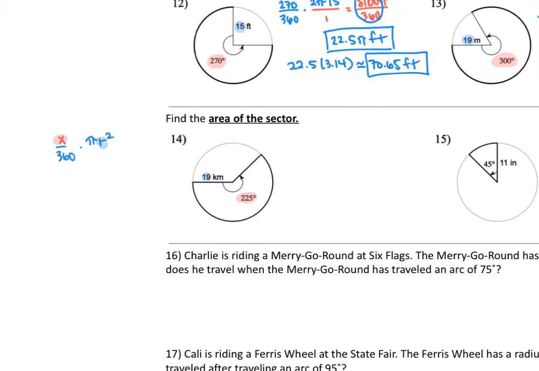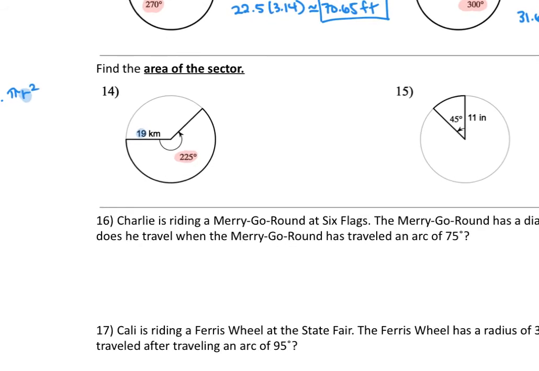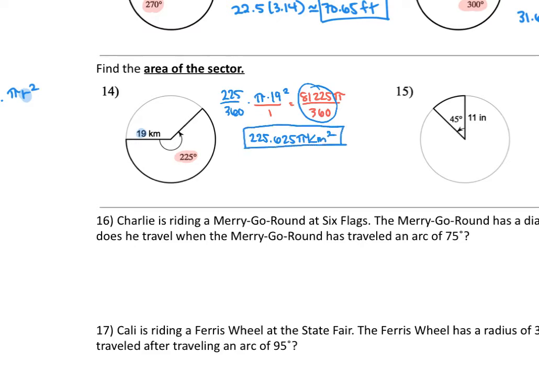All right, so looking at number 14 here, it's going to be 225 over 360 times pi times 19 squared. And just like the previous one, we are going to multiply straight across. So 225 times 19 squared, and you are going to get a big number. That's 81225 pi over 360. And then we simplify this, so divide by 360. You get 225.625 pi. And the units for that are going to be kilometers squared. So that is your exact answer in terms of pi.